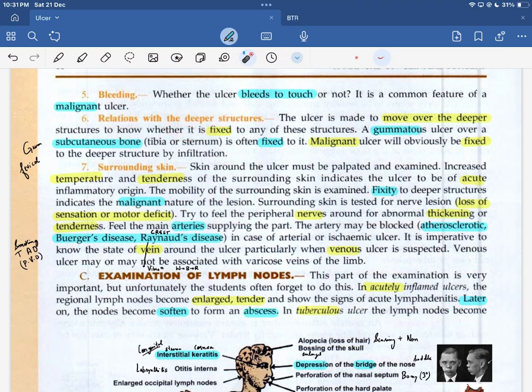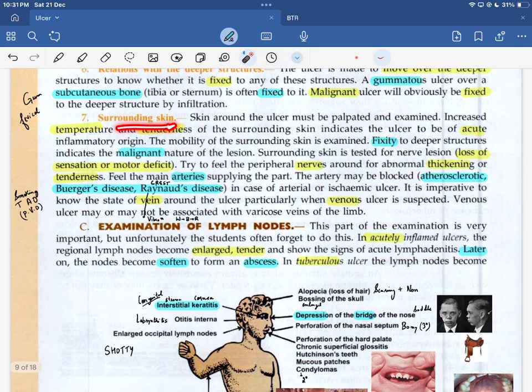So if the ulcer is made to move over the deeper structure, we get to know if it's fixed or not. And it's very important to know the fixation. We all know where the ulcer, or the lymph nodes, get fixed. Why? Because like in gummatous ulcer, it is over a subcutaneous bone, like we saw in tibia or sternum, right? So obviously it's going to be fixed to it. It's so superficial that it gets fixed anyway. But in the malignant ulcer, it is so invasive that it's going to be fixed anyway, right?